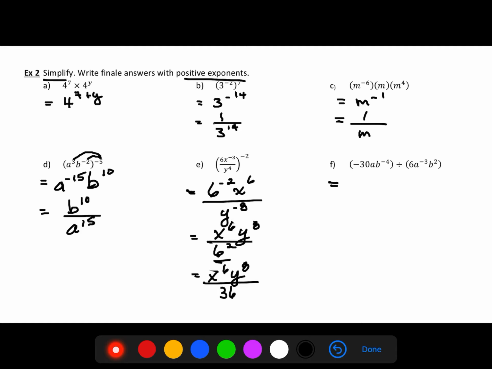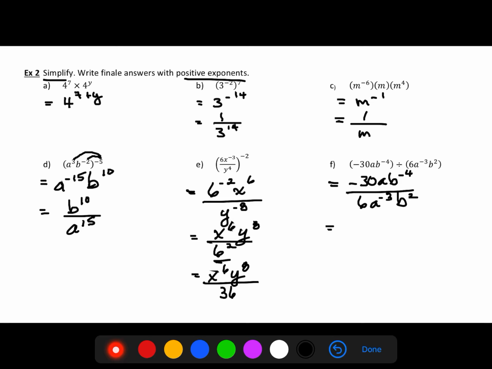For part F, we can rewrite this in a simplified version if we wish. We can write it as negative 30 ab to the negative 4 divided by 6a to the negative 3b to the 2. Notice that this is still all one term. There are no pluses or minuses separating the parts of our expression. So this is all one term. It has to be one term in our final answer as well, just simplified, meaning that we should have just a single a term and a single b term.